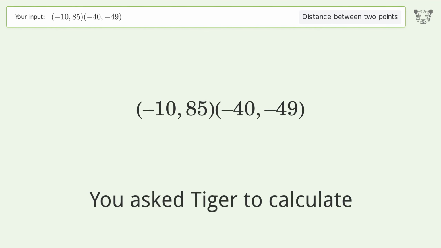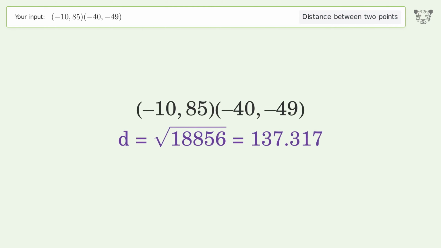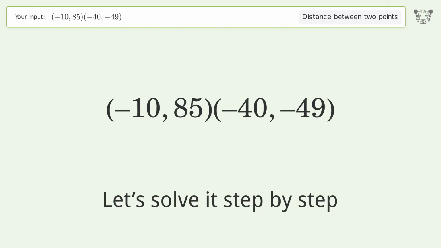You ask Tiger to calculate. This deals with the distance between 2 points. The distance between the 2 points is the square root of 18,856, or 137.317. Let's solve it step by step.